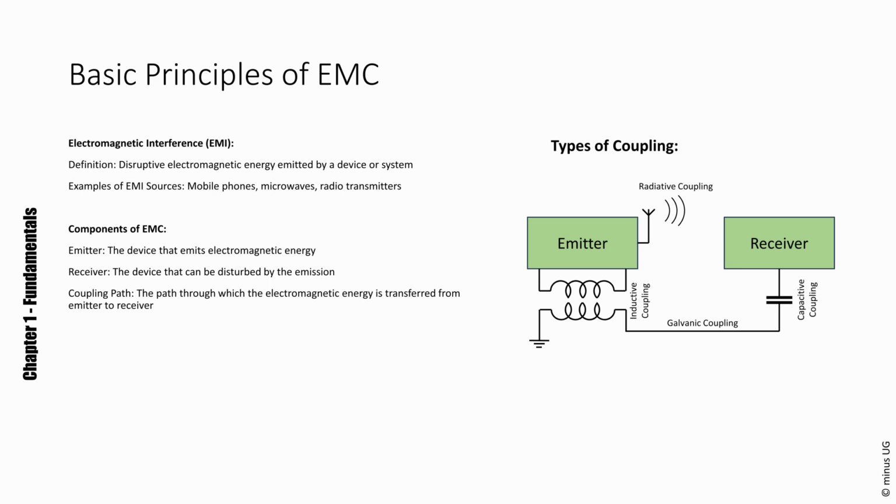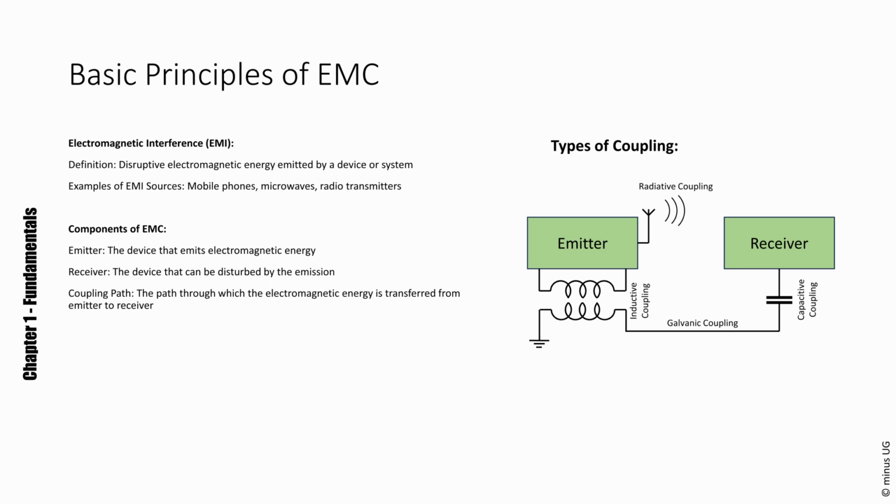Capacitive coupling. This happens when there is an electric field between two nearby conductors, in this case, parts of the emitter and receiver, causing a displacement current to flow through the space between them, which can introduce interference, especially at higher frequencies.